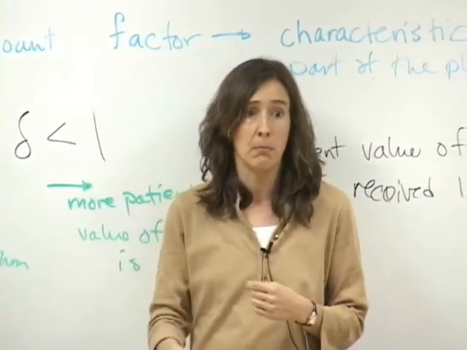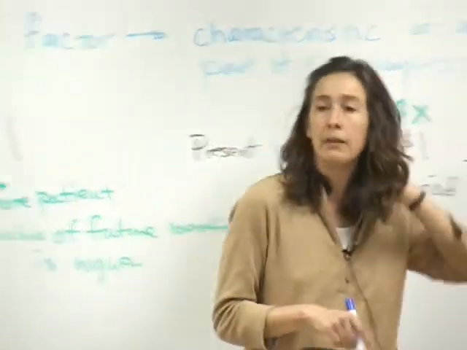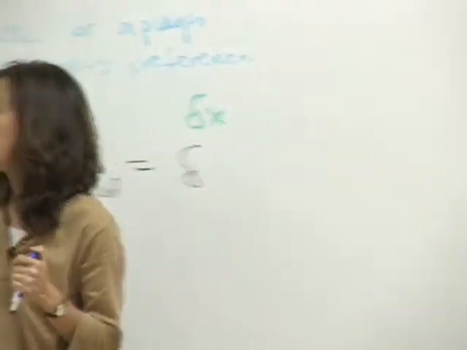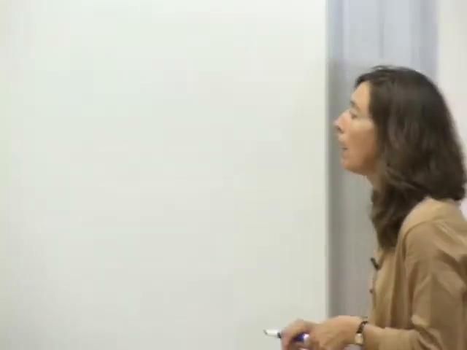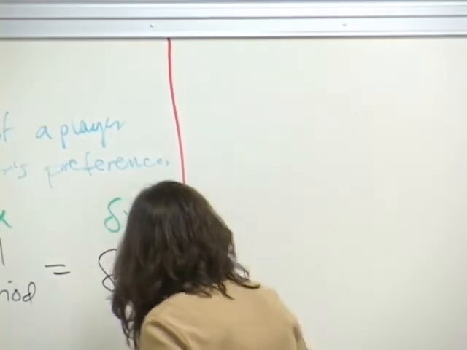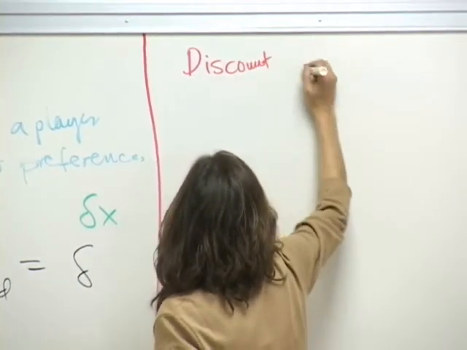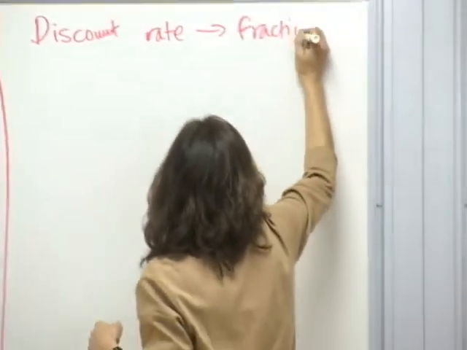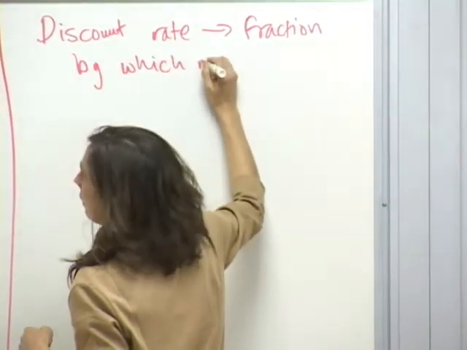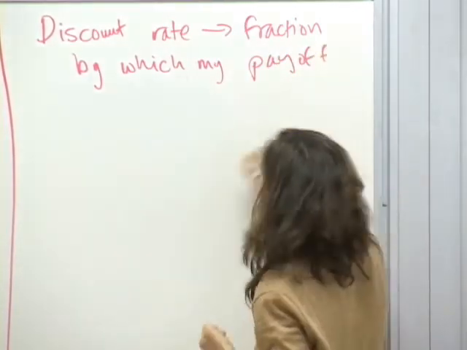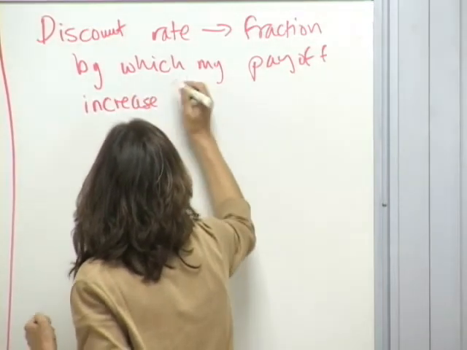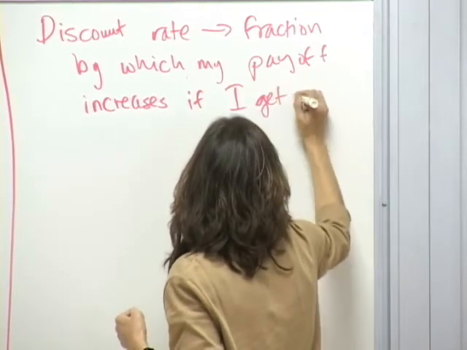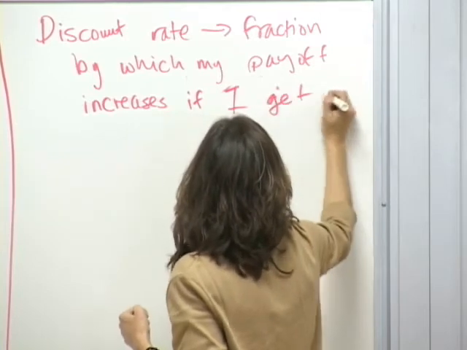Because in many of these concrete applications of discounting, the time preference comes from money and from foregone interest. All those managers in firms and those financial analysts that are using discount factors to recommend one type of investment or another, one type of project over another, because their time preference comes so much from interest rates, are likely to use discount rates. So the discount rate is the fraction by which my payoff, often money in this context, increases if I get it sooner.